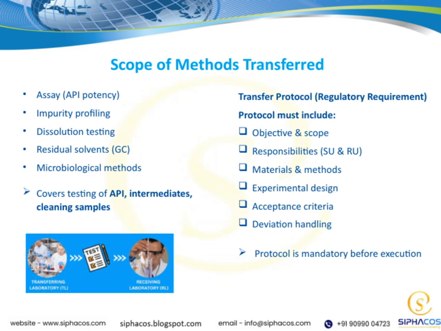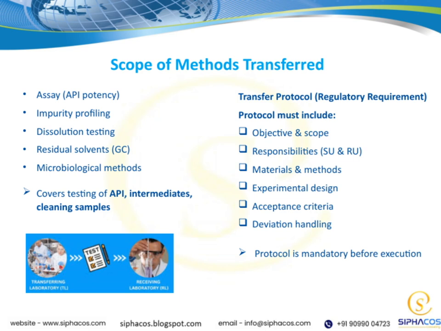The protocol also covers the experimental design, which is crucial for ensuring consistency and reliability. Acceptance criteria are set to determine whether the transfer has been successful, and procedures for handling deviations are included to manage any unexpected issues that might arise. It's important to remember that this protocol is mandatory before any testing or transfer activities begin.